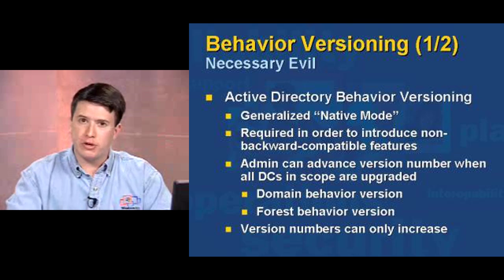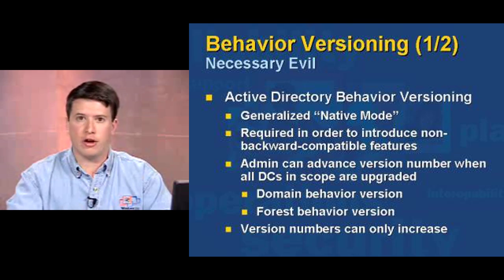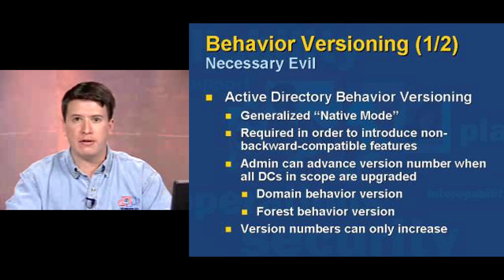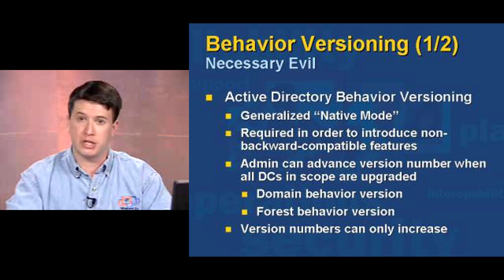So we're going to introduce two new variations of native mode, and we call those the domain version and the forest version. Certain features will only become available if a domain version is advanced to a particular version number, and the same is true for a forest. So for the domain version to advance, for example, to the Whistler version, you'll need to upgrade all of the domain controllers in the domain to Whistler, and then also throw the switch.